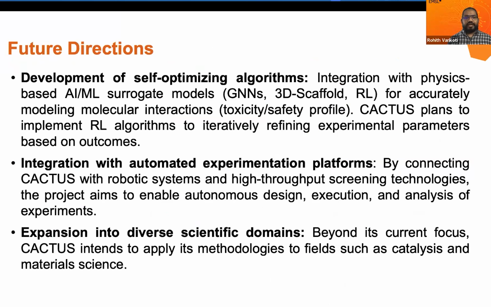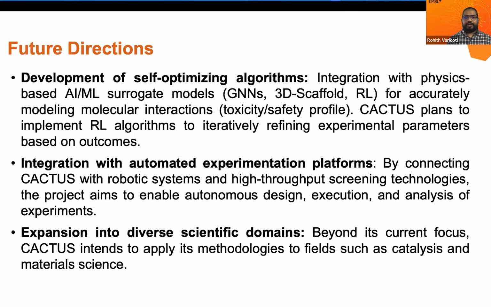So our future directions include development of self-optimizing algorithms, and we want to integrate more and more AI/ML-based surrogate models like graph neural networks and our 3D scaffold model, which we can use to generate new compounds and then screen those compounds using LLMs and our agents. And we also plan to include reinforcement learning algorithms to iteratively refine experimental parameters based on the outcomes that we get from those models.